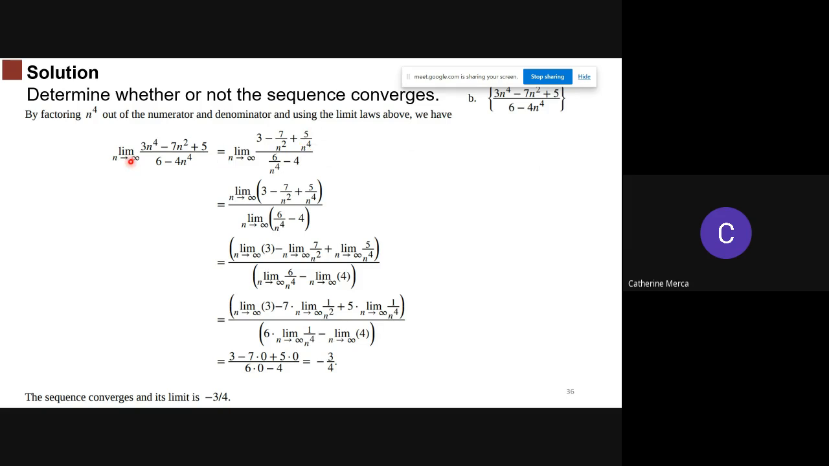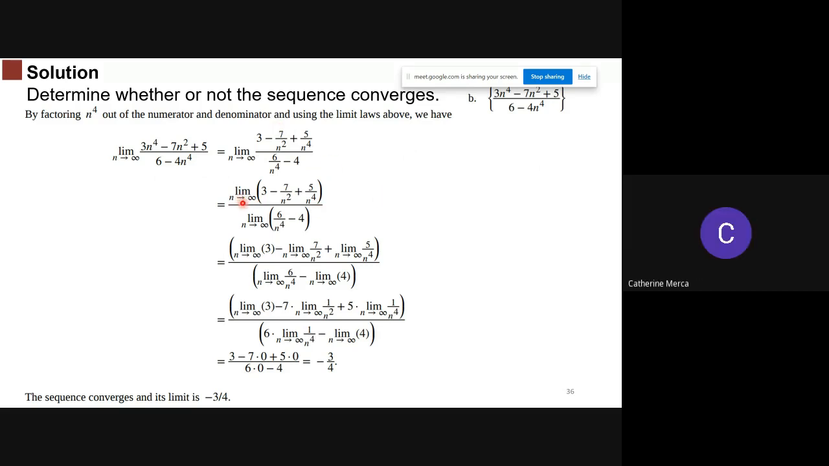3n to the 4th divided by n to the 4th, 3 lang. Minus 7n squared divided by n to the 4th. And this 5 over n to the 4th. Also in the denominator, you should divide the same by n to the 4th. So, 6 over n to the 4th minus 4 over n to the 4th, so 4 na lang. Is this clear? This first step, was it taught to you already, dividing in the limit? Yes, ma'am. Okay, so you can recall.